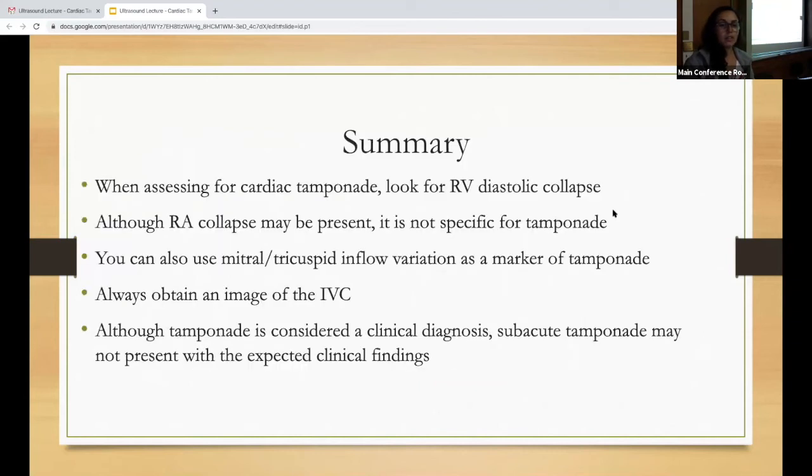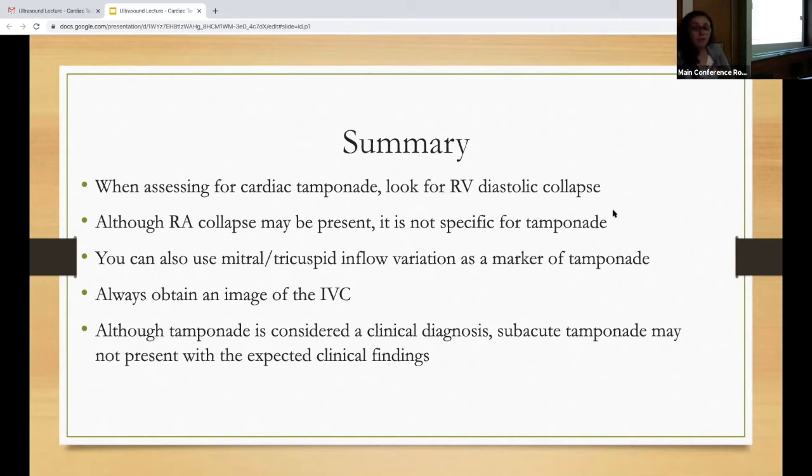So finally, just to summarize, when assessing for cardiac tamponade, you should look first for diastolic collapse. This is a pretty specific finding. And although radial collapse may be present, it's not as specific for a tamponade unless it has an increased duration within the cardiac cycle. You can also look for mitral tricuspid inflow variation as a marker of tamponade, just an adjunct finding if you have the time or you're not sure. And you should always be obtaining an image of the IVC to support your findings.